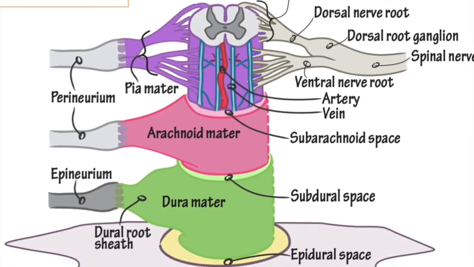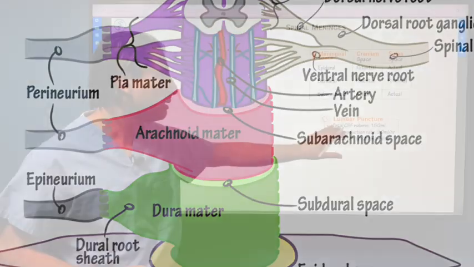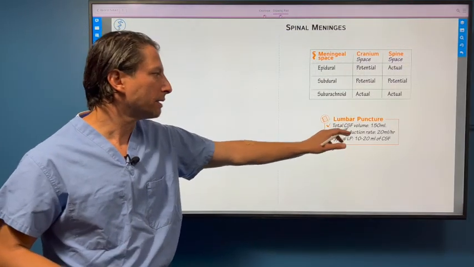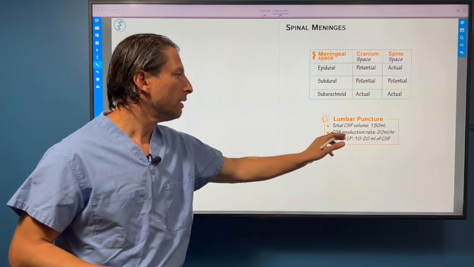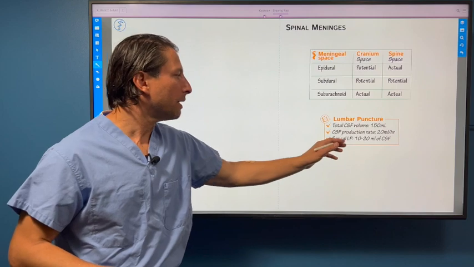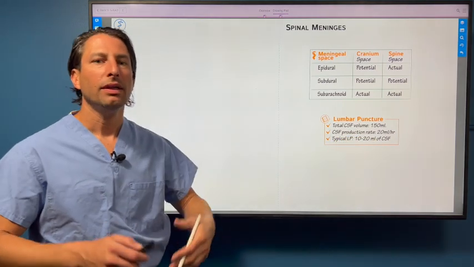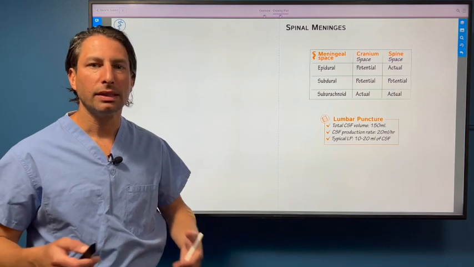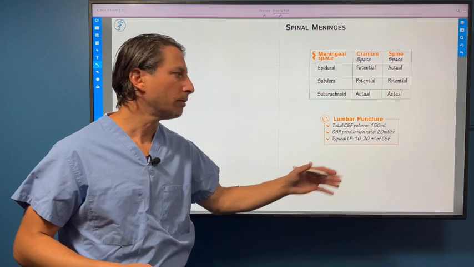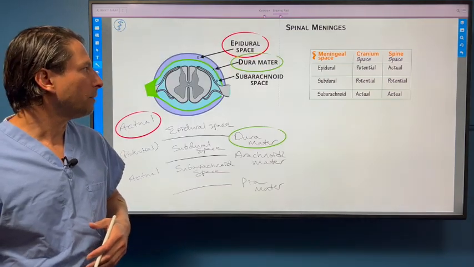Spinal meninges. Just an important clinical note. Typical lumbar puncture: total CSF volume in the neuroaxis is 150 mLs. The rate of production is about 20 mLs per hour. In a typical LP, we remove about 10 to 20 mLs of CSF. So typically within 30 to 60 minutes, the spinal fluid that we draw out during a lumbar puncture is replaced. Good numbers to just have in our minds.